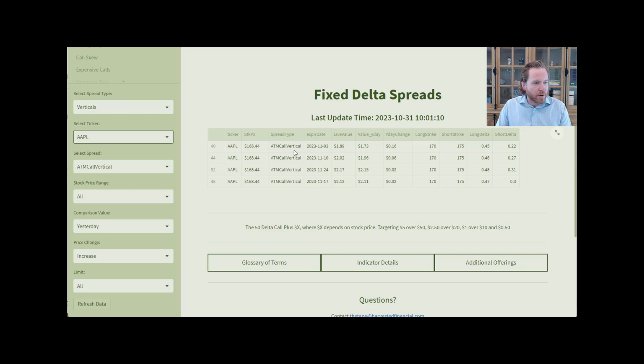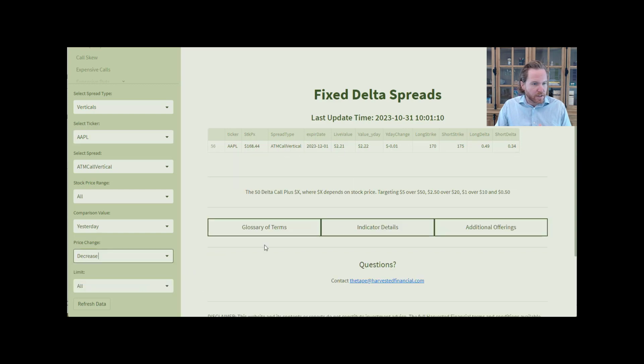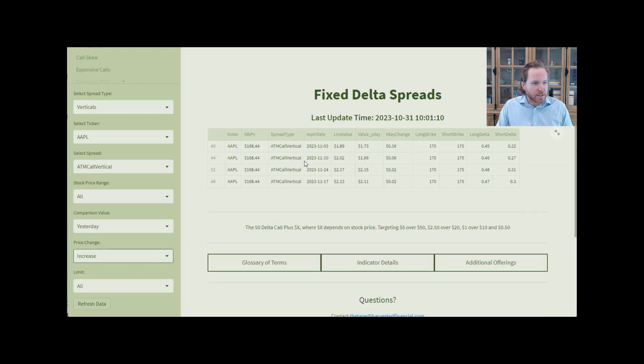So we're looking at Apple at the money call verticals here. We can see that all these values are actually increasing because we've got our increase filter. If I go to decrease, it does look like that far December expiration is actually down slightly. It's only down a penny, but it is down. So that's where that 5th expiration comes in. So I'm looking at this at the money call vertical that are increasing in Apple. And I'm comparing it against yesterday's value.